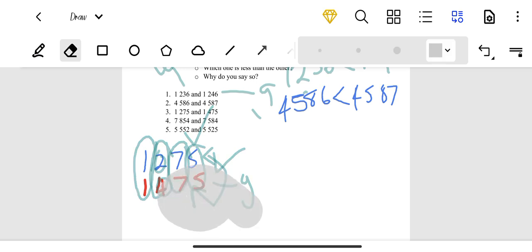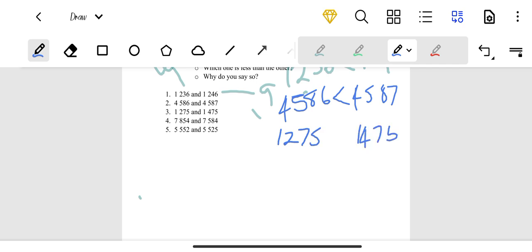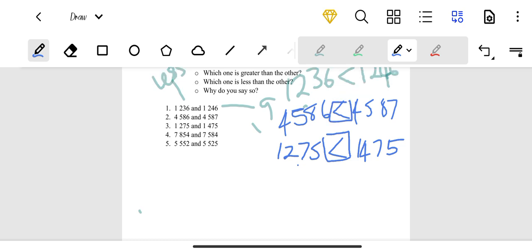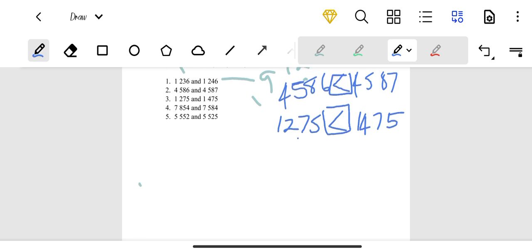So how do I write it? Let me provide a clearance there. So we're dealing with number 3, which is 1, 2, sorry, it's 1, 2, 7, 5 and 1, 4, 7, 5. And we agreed that that is greater than this one. So let me just put a yes. And there. So now number 4, it is 7, 8, 5, 4.